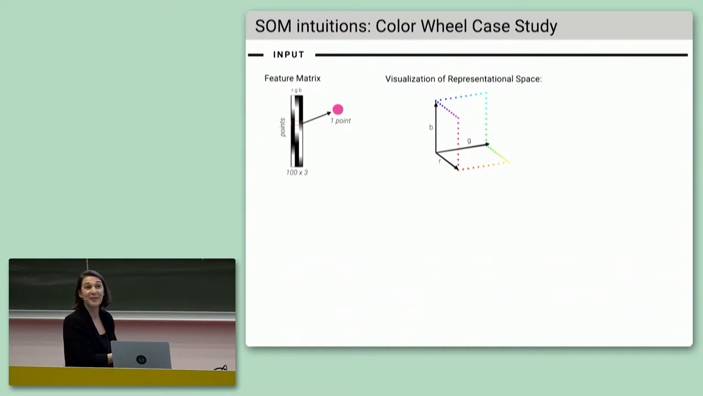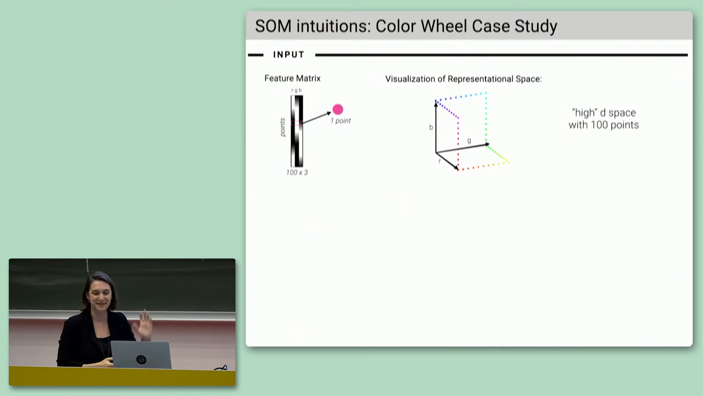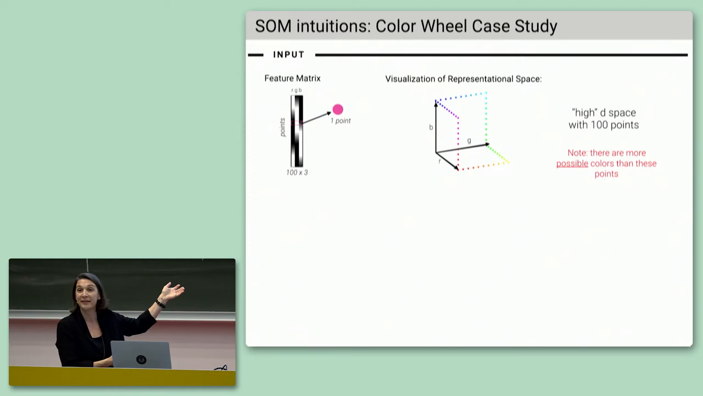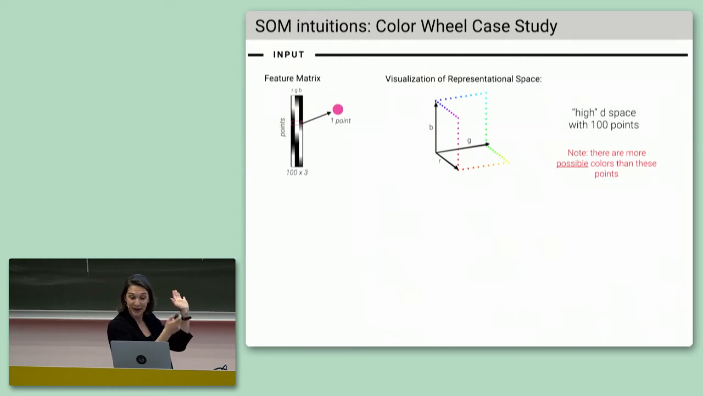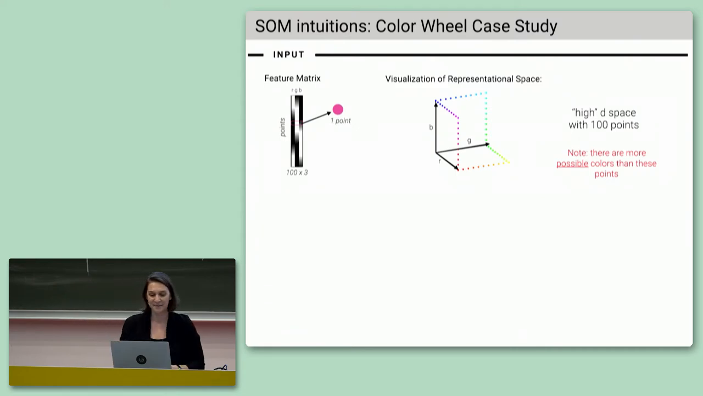So each point is a sample in the space. So one point is a color. And you can see these are the samples in my world. This is my high-dimensional space, 3D, so you can visualize it. One thing to note is that there's lots more possible colors that I could have put in, but nope, in this world, these are the only colors that exist in this space.